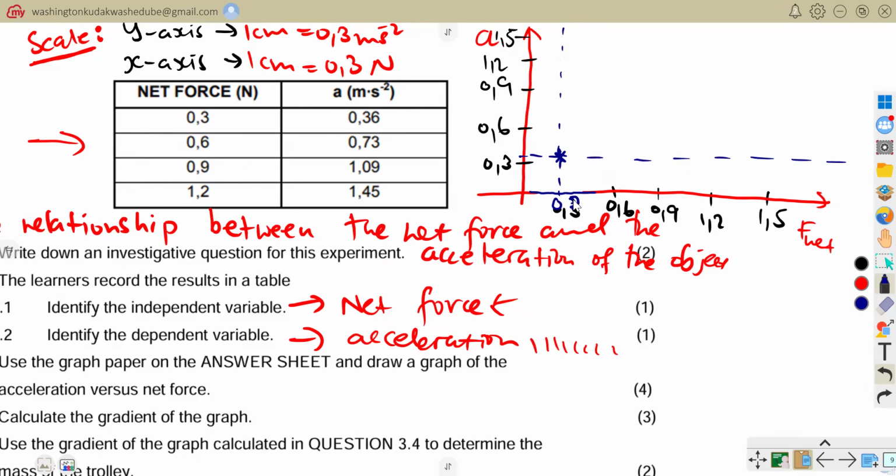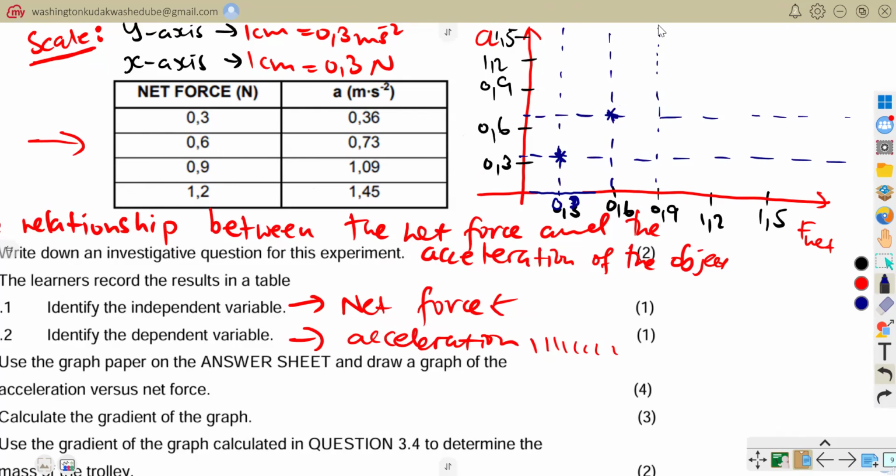After that, I would also go to 0.6. This is my 0.6 newtons. So I would simply draw a faint constant 0.6 newton line. And then I would go to what corresponds to 0.73 meters per square second. So maybe 0.73 would be somewhere here, so that where these two intersect would be my second point. After that, I would go to 0.9. This is my constant 0.9 line.